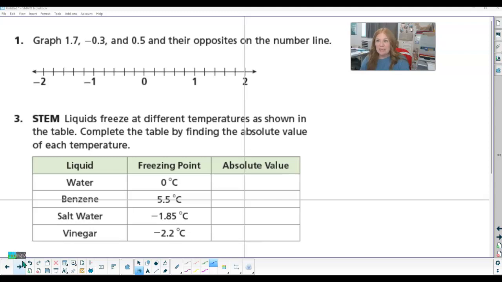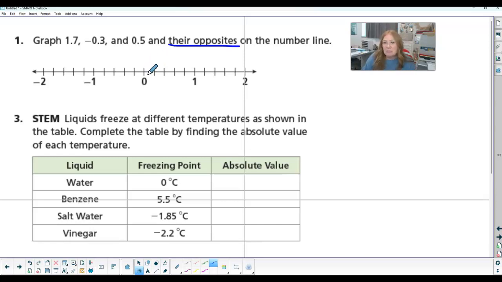For 2.1 practice and homework, I'm going to go over the odd problems with you. So number one tells us to graph 1.7, negative 0.3, and 0.5, or 3 tenths and 5 tenths. I notice they're opposites on the number line. So I'm going to do the first one with you, and I'm going to let you try the other ones here.